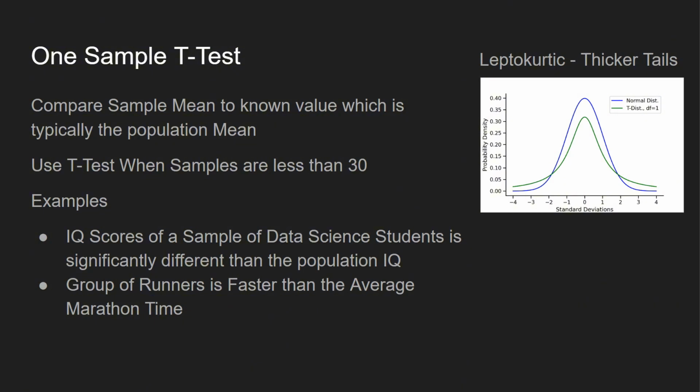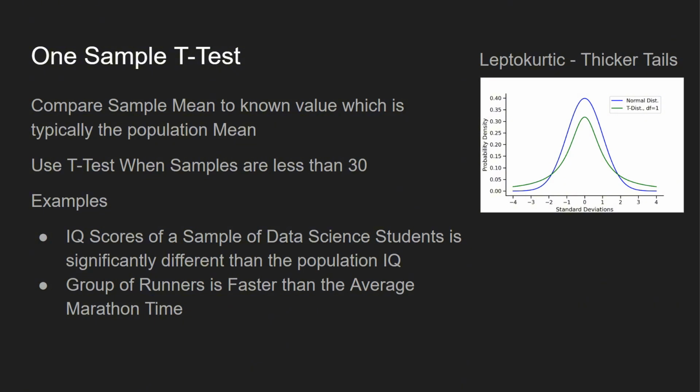So what are some examples that you can take a look at? First one would be IQ scores of a sample of data science students. Let's say a class of data scientists, there's 20 students in the class, right? And we want to see if their IQ is significantly different than the population IQ, which would be known as 100. Another example would be if a group of runners is faster than the average marathon time.